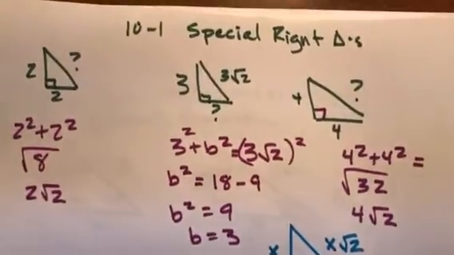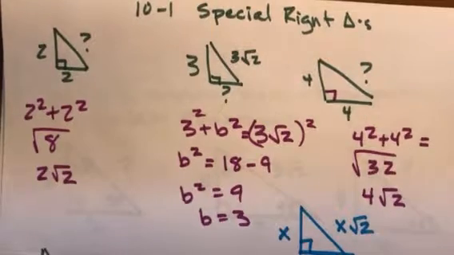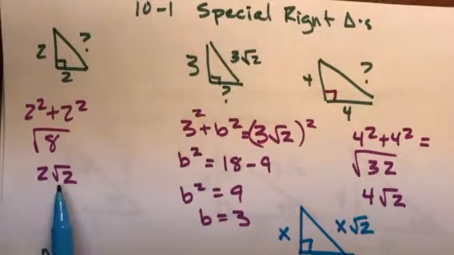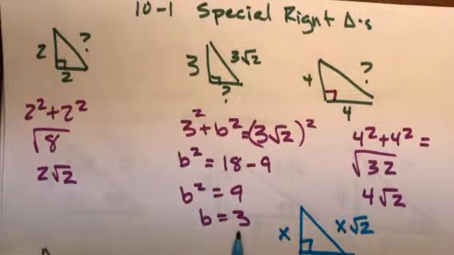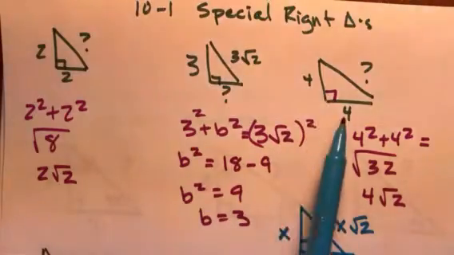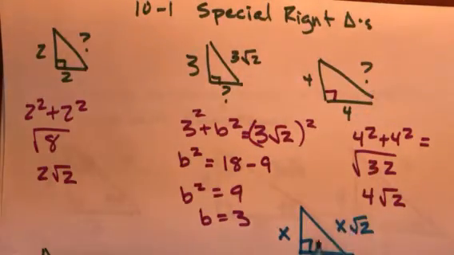Okay, now that you've done the warm-up, hopefully this is the answer that you got: 2 square root of 2 for the first one, 3 for the next, and 4 square root of 2. I also hope that you were having lots of aha moments and noticed that in each of these triangles, the legs are equal to each other, and that the hypotenuse is the leg times square root of 2. Okay, so that is the basis of what we're going to be doing today.